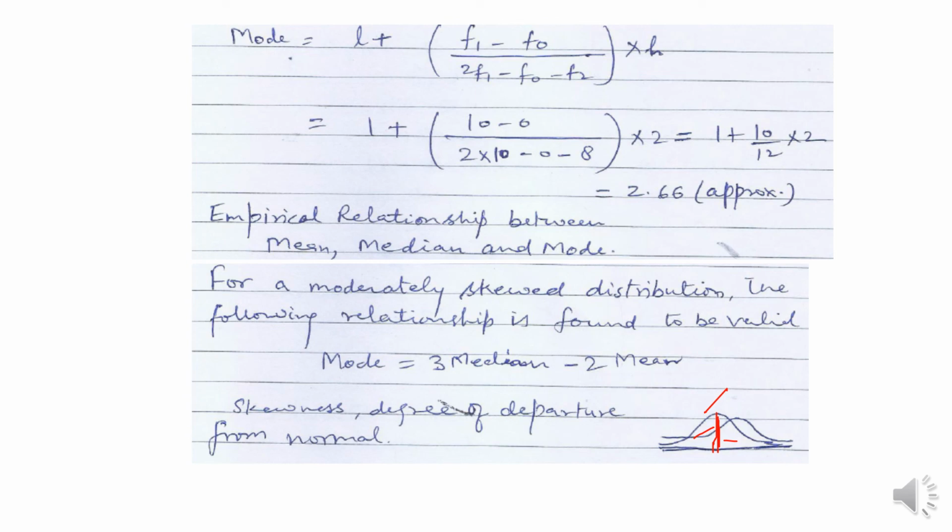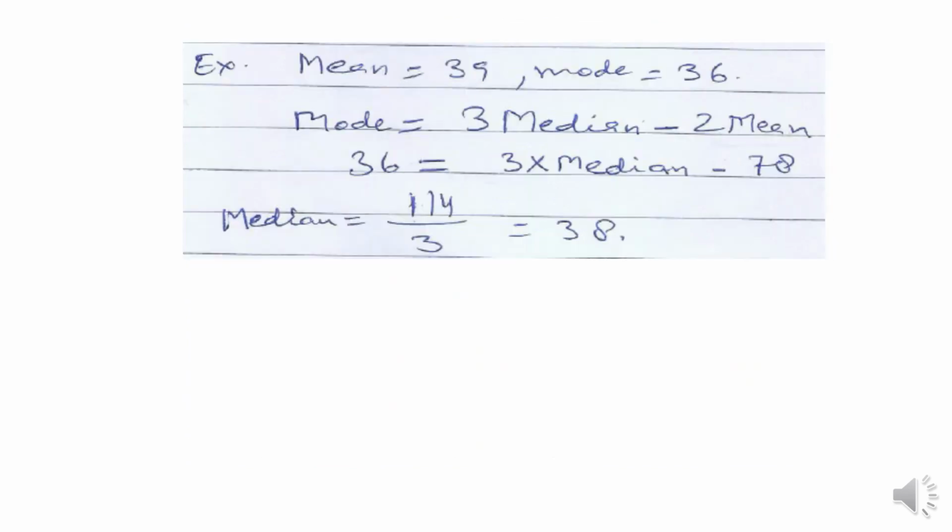The peak has shifted. So the mean, median, mode relationship is, for a moderately skewed distribution, the following relationship is found to be valid: mode is equal to 3 median minus 2 mean, and skewness is the degree of departure from normal. The figure is the same as I have shown you, where the peak has been shifted. So the figure is here. So mean is 39, mode 36. So mode is 3 median minus 2 mean. We get the value of the median. Thank you.